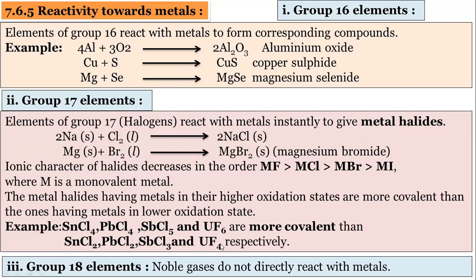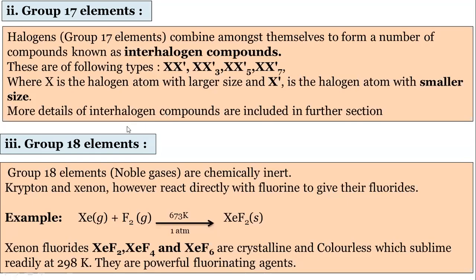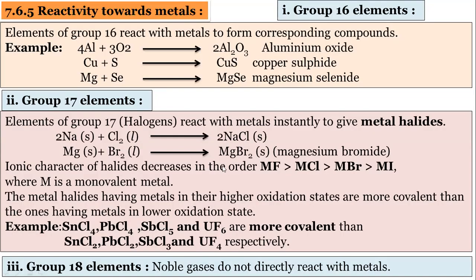So the reactivity towards metals is completed, and the reactivity towards halogens is also completed. So practice at home which is more ionic and which is less ionic. Fluorides are more ionic, remember, because for MCQ purposes this can be asked.